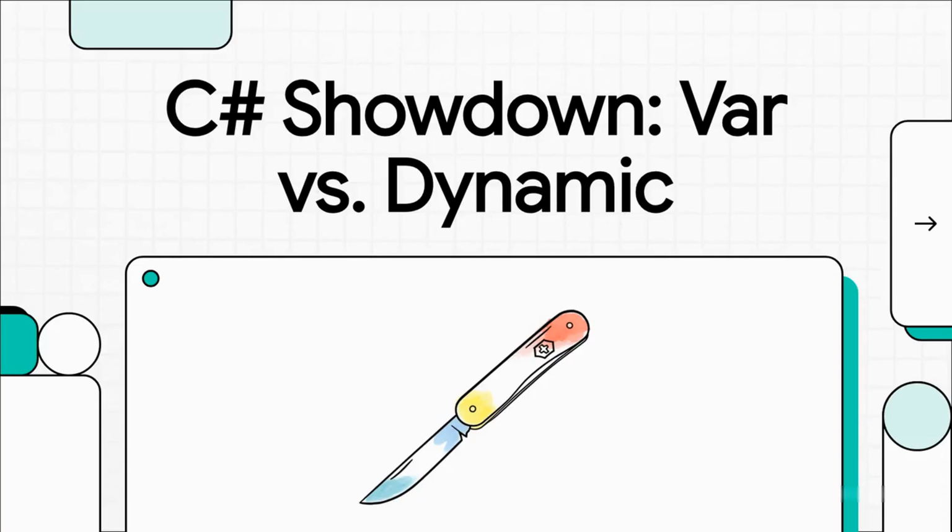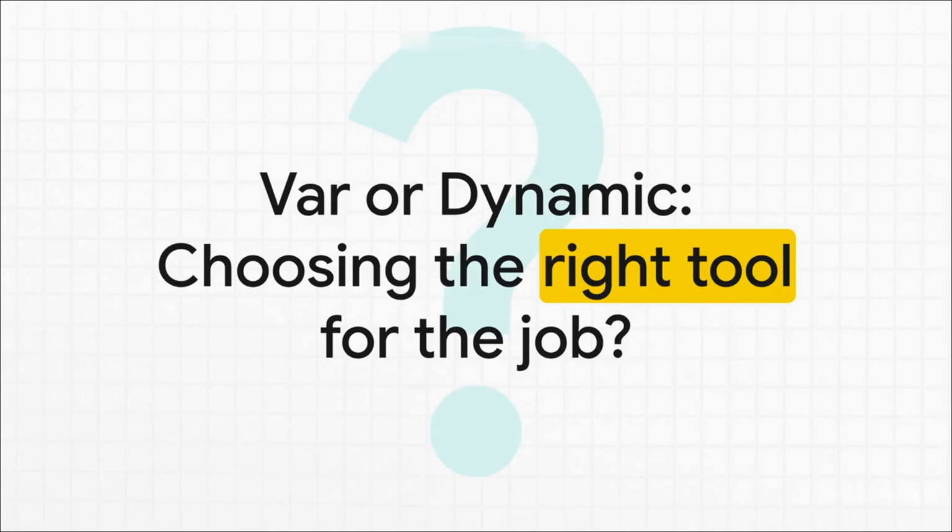Welcome to the Explainer. Today, we're going to tackle a classic C-sharp coding dilemma, one that, honestly, every single developer runs into: var versus dynamic. It might seem like a small thing, but picking the wrong one can lead to some seriously nasty bugs down the road. It's all about making sure you're choosing the right tool for the job you're actually doing.